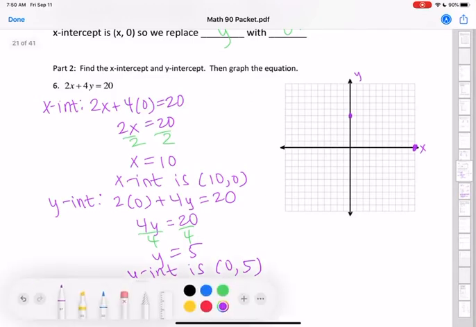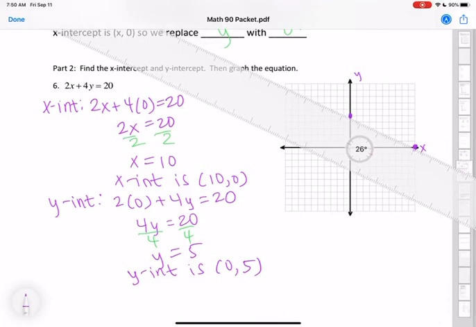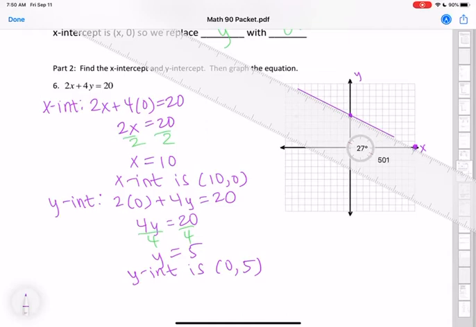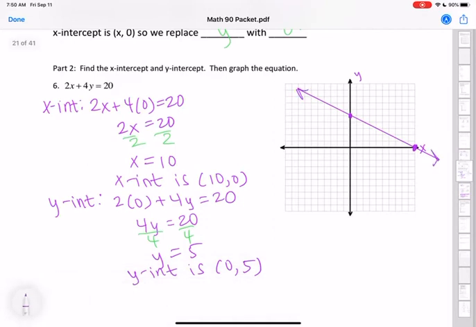So now I have the 2 points that I need to connect my dots. All right, so I can make my equation, I can graph it. Get my arrows on there, and that one is done.